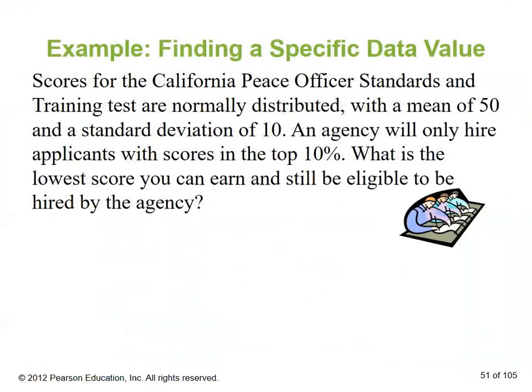All right. Now, this is going to be our last example. Scores for the California Peace Officer Standards and Training Tests are normally distributed. The mean is 50, standard deviation is 10. The agency will only hire applicants that score in the top 10%.